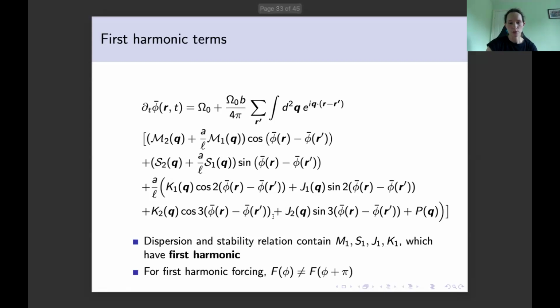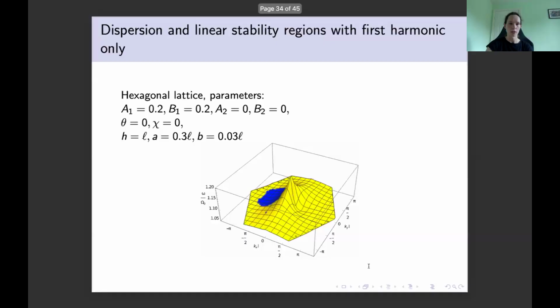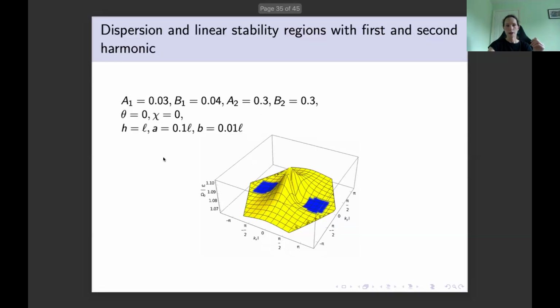Because with the first harmonic, we don't have this forwards backwards symmetry that we do with the second harmonic. So this is just an example here of picking some parameters with just the first harmonic. If we just include a first harmonic in our forcing profile, then we see a symmetry breaking here. So we can see that the stable region, the region where we expect the metachronal wave to emerge, is only in one direction.